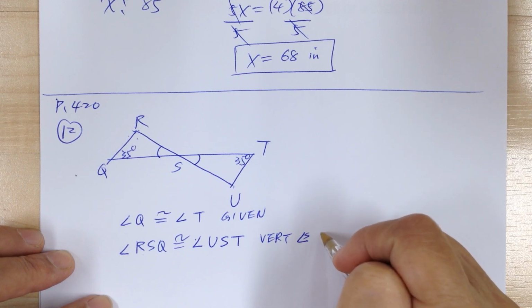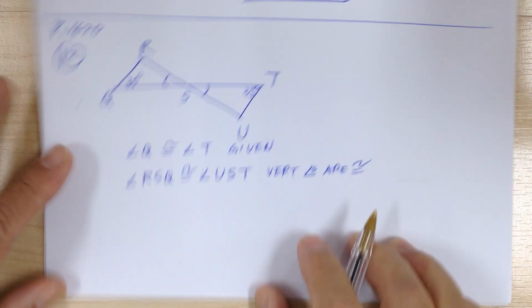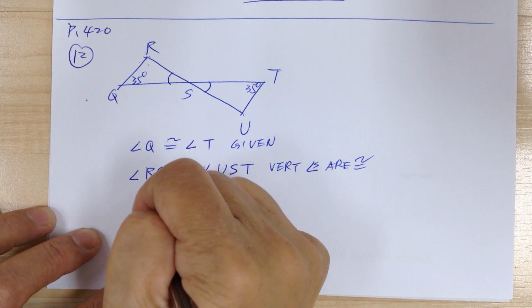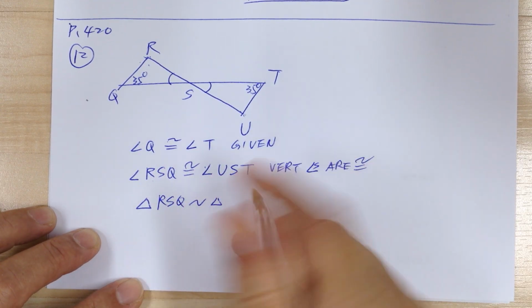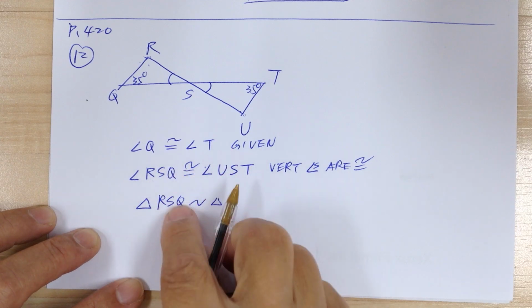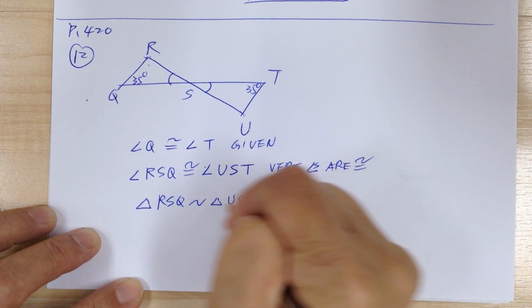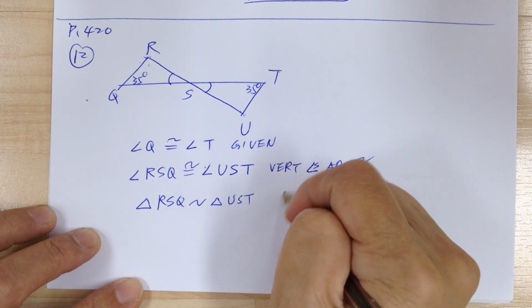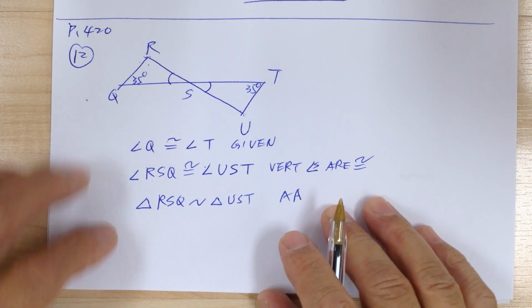Okay, that's a reason, and therefore triangle RSQ is similar to triangle. Since you already have the letters, you just use the same letters. That way you don't have to try to refigure out the letters. Okay, and the reason would be AA. And that's the proof. Okay, so let's go to number 13.